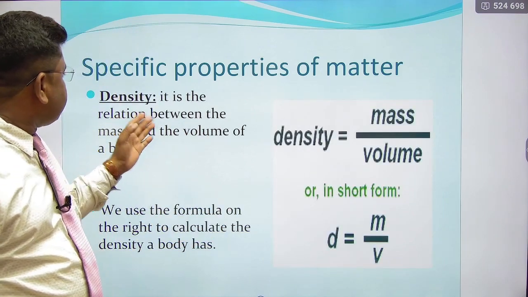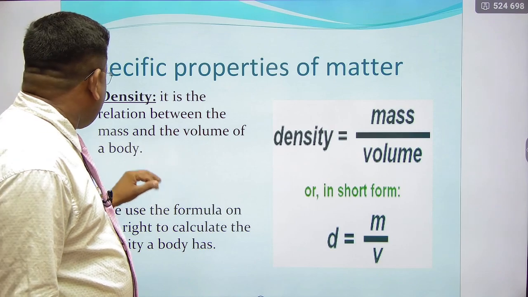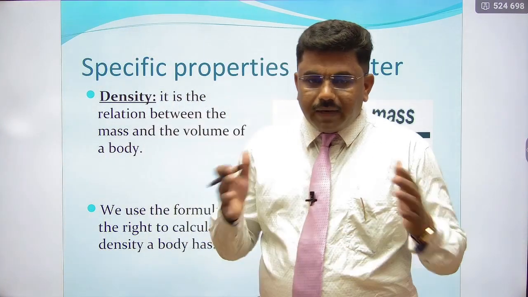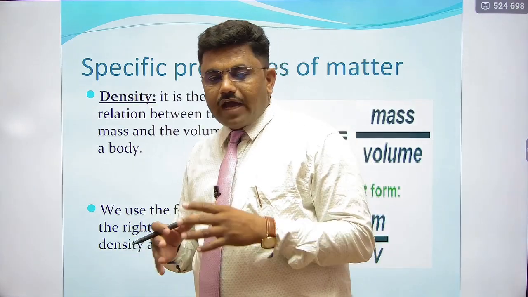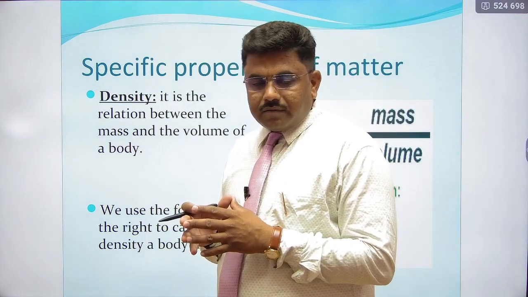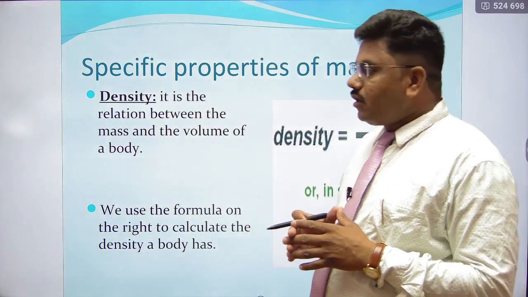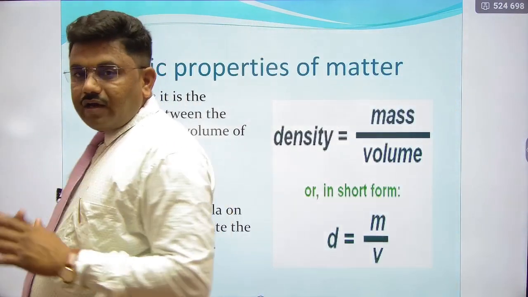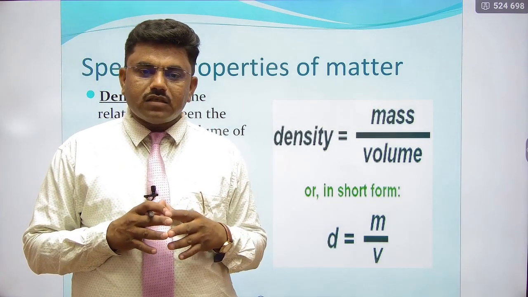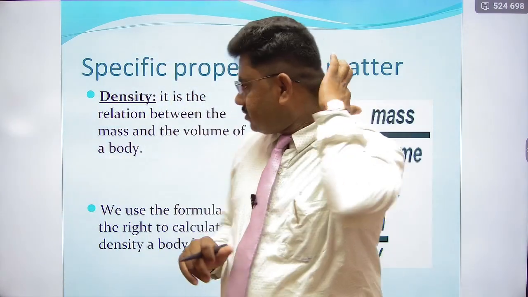Next one, density. It is the relation between the mass and the volume of a body. Density: high density, low density, medium density, such types of density. High density means more particles are there. Less density, a little fewer particles are there. And we can say rare density means very low, such matter we can say is in the gas state.